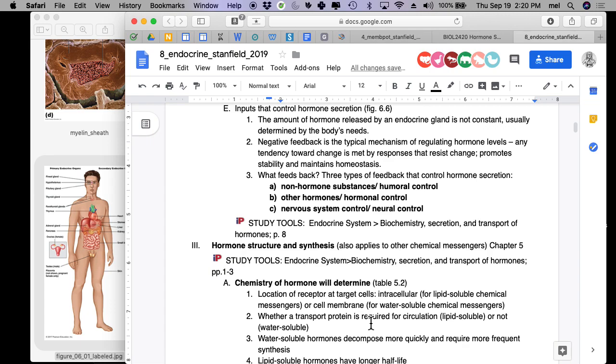So there are basically 3 ways of controlling hormone secretion. Hormones can control hormone secretion. The nervous system can control hormone secretion. And nutrients or ions can control hormone secretion. But almost all of them are negative feedback. Good? Last question, I'll leave you guys alone.